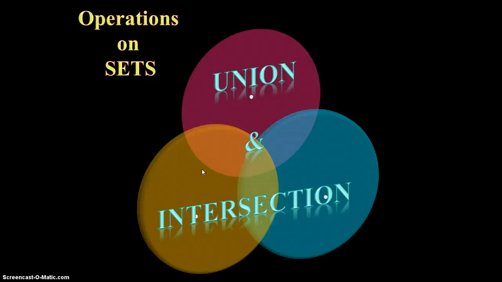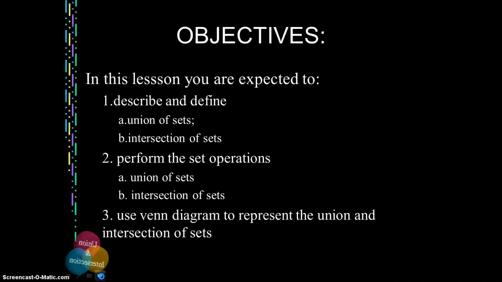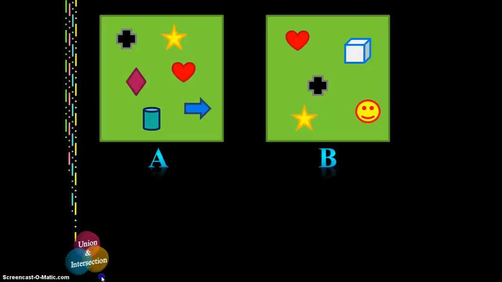Welcome to our lesson on operations on sets. These are the union and the intersection. In this lesson, you are expected to describe and define the union of sets, the intersection of sets, and perform those set operations. Use Venn diagram to represent the union and the intersection of sets.